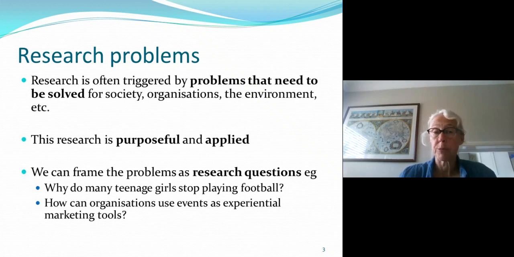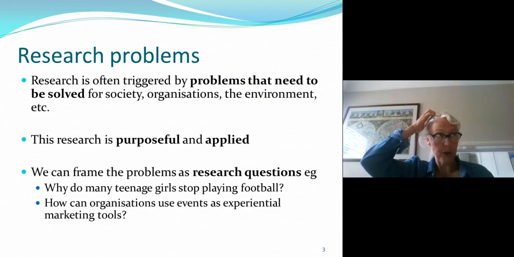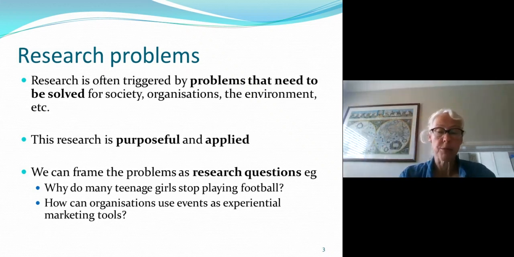So these problems might be things that need to be, as I said there, solved for society. So there are a range of global challenges at the moment related to inequalities. There might be problems that are based within an organisation. So there could be something to do with managing the workforce. There are problems that relate to the environment. So a lot of my research is related to understanding how we manage climate change and how we mitigate the impact of our activities on climate change, and also how we build resilience in relation to climate change. So these are environmental problems.